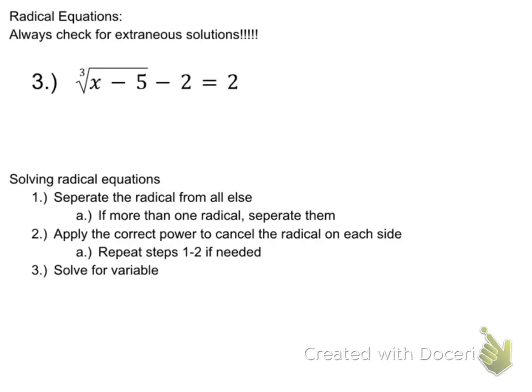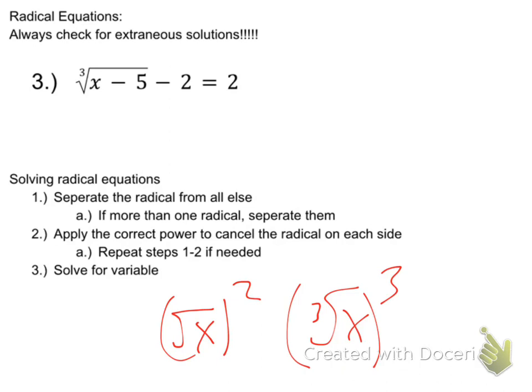2, you apply the correct power to cancel the radical on each side. Here's the thing. How do I get rid of a square root of x? I square it, right? Yes. How do I get rid of a cubed root? You cube it, because those are inverses. They're opposites, right? So if you're dealing with a problem with square roots, you square both sides. If you're dealing with cube roots, you will cube both sides.